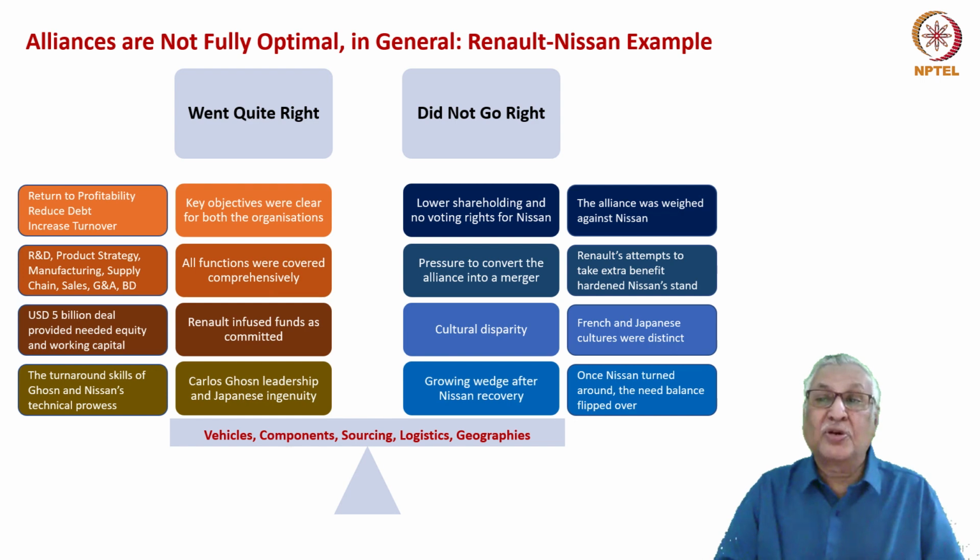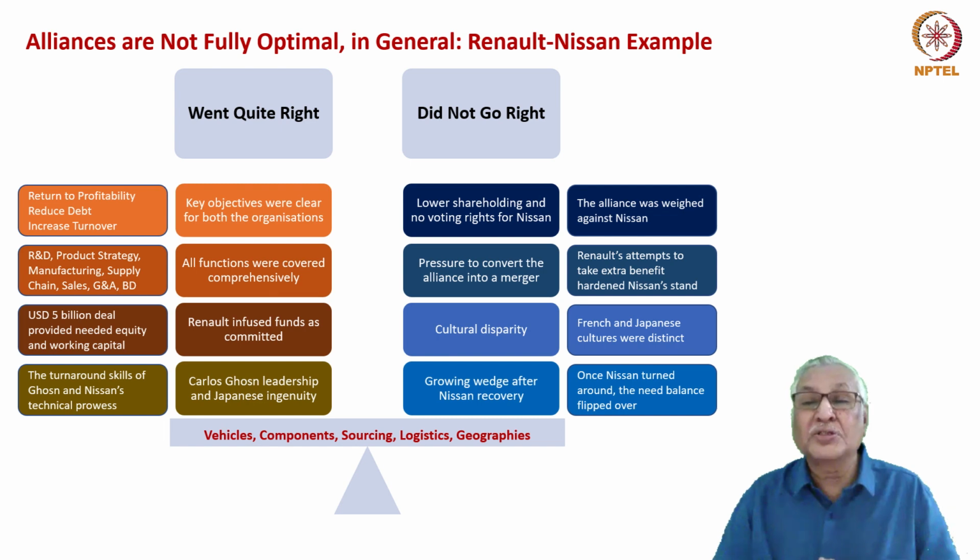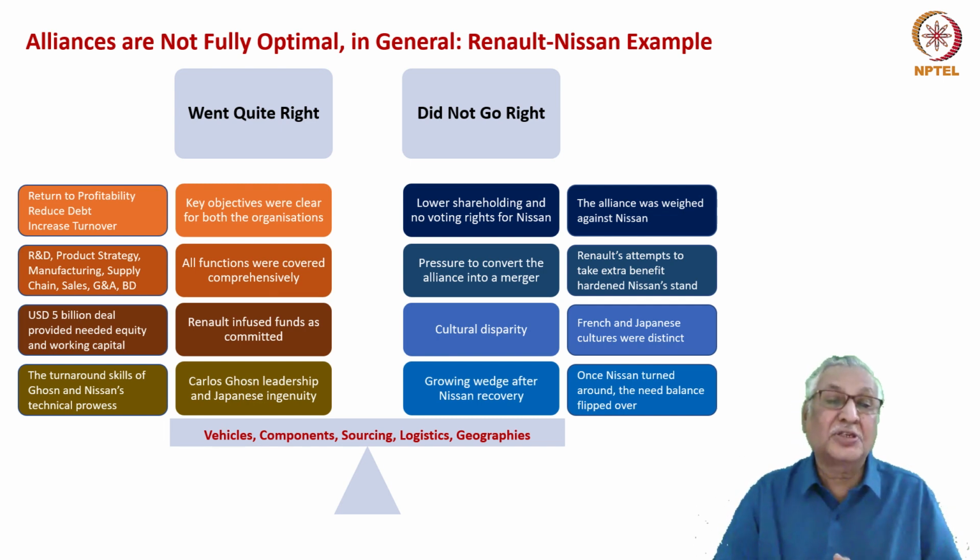As you take the example of Renault-Nissan, you will find that alliances are not necessarily fully optimal. In the case of this alliance, some things went right, quite right actually, while some things did not go right. What did go right? Key objectives were clear for both the organizations from the time the alliance was inked. These were return to profitability, reduced debt, increased turnover, essentially for Nissan, and all these objectives were met in a handsome manner and in an accelerated manner as well.